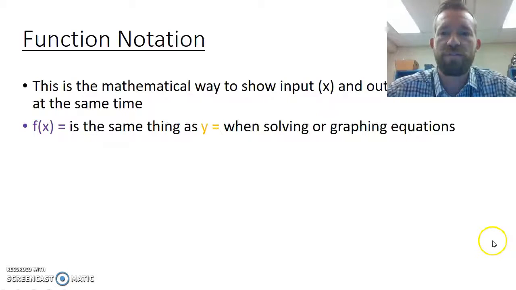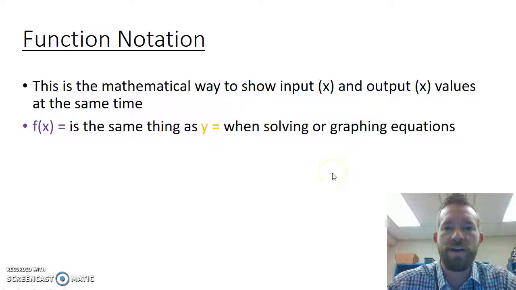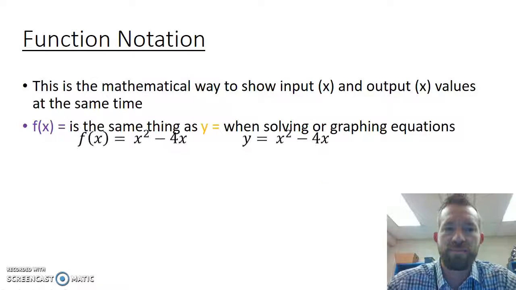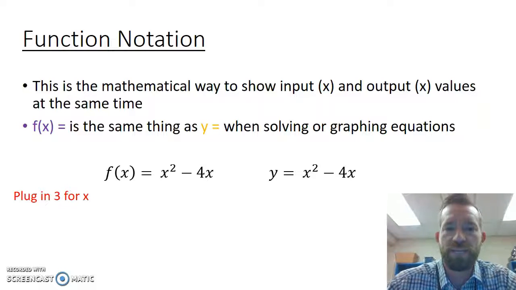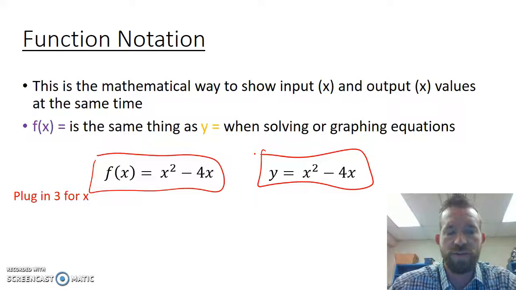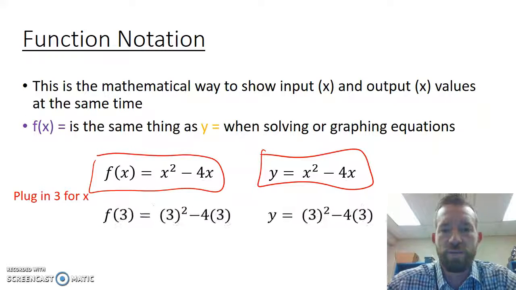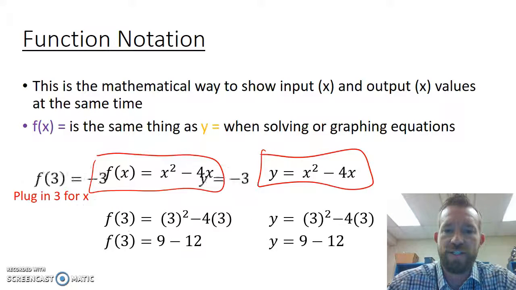One other little quick thing, function notation. Function notation is a way to show input and output values and how they're related. We've seen f of x and y equals probably in Algebra 1, and this just goes to show you that these are really the same thing. There's really no difference between that and this. They show you the identical thing. If we're plugging in something, we plug them both into parentheses. Probably done this before. Go ahead and solve them out.